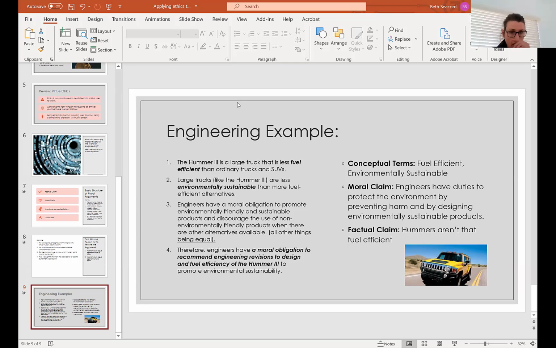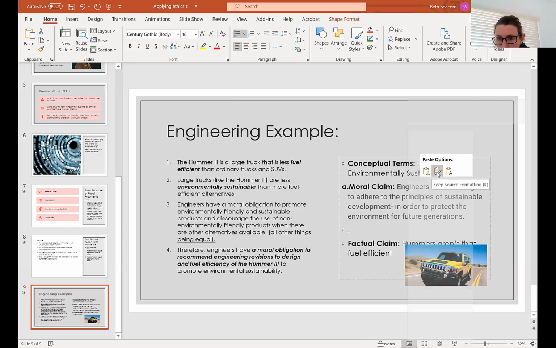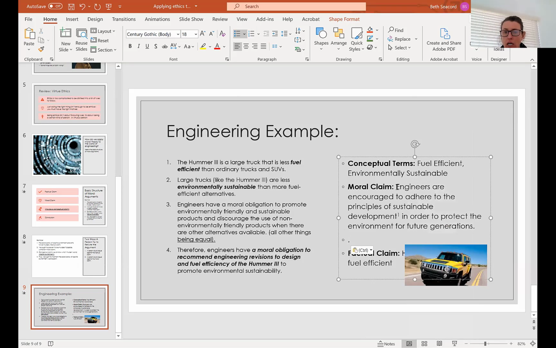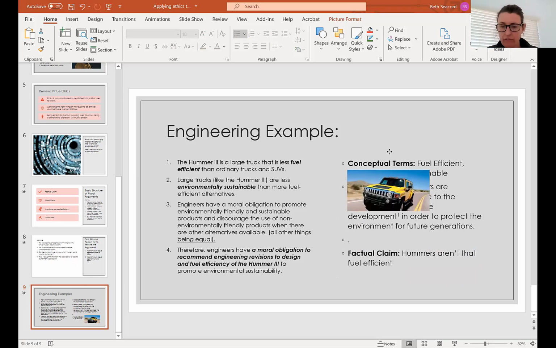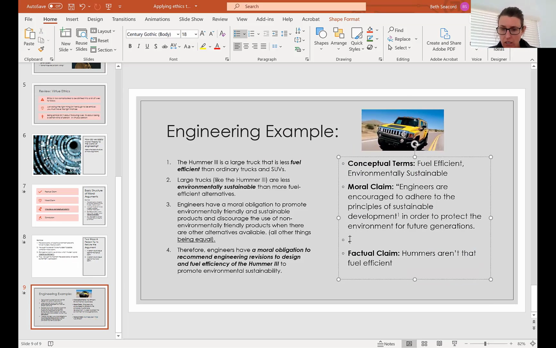Here we are. Okay, so in the Engineering Code of Ethics, I forgot to look at the source. National Society of Professional Engineers. Okay, so according to the National Society of Professional Engineers, there we go. Quote, engineers are encouraged to adhere to the principles of sustainable development. Ooh, look, they even have a footnote where they define it. That's so good of them. In order to protect the environment for future generations. National Society of Professional Engineers, and then let's look at their footnote.